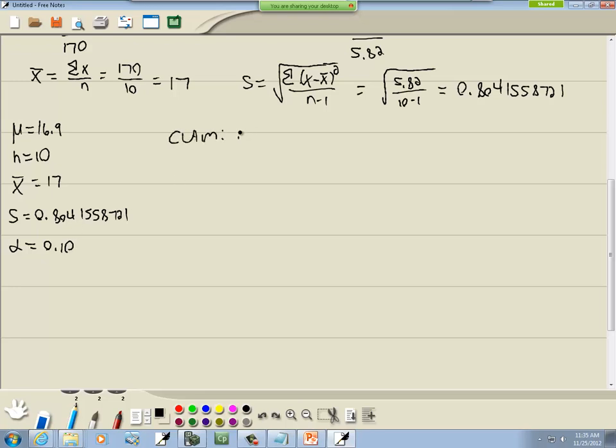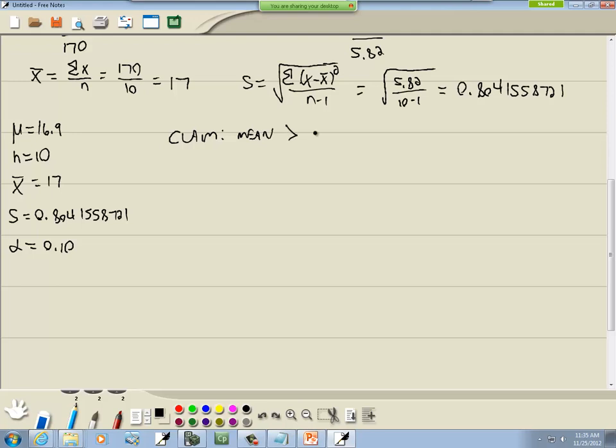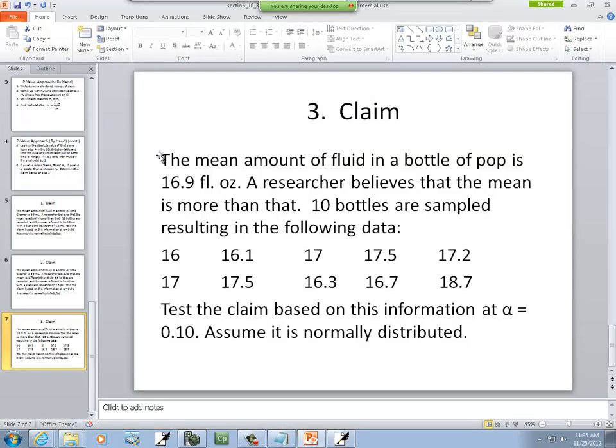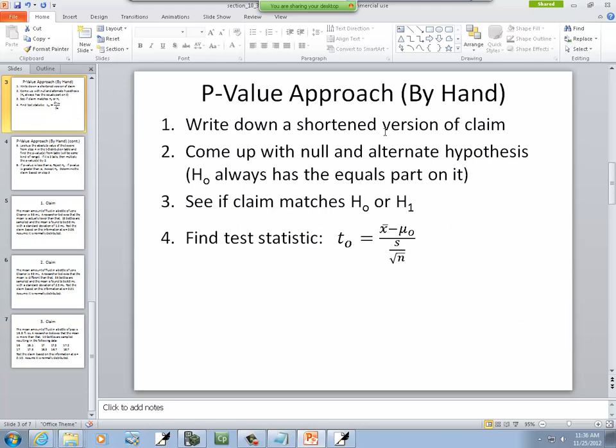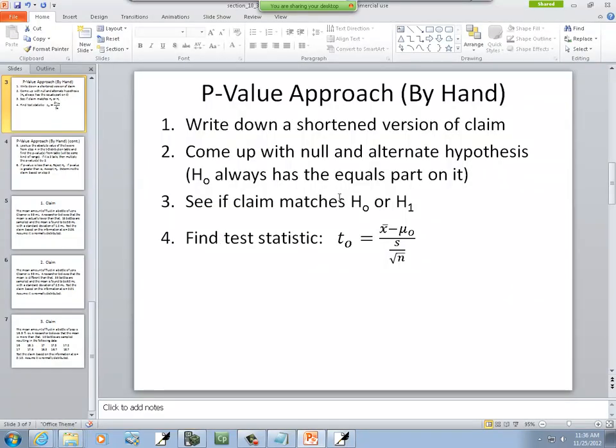Let's write down our claim then. The researcher believes the mean is more than that, so mu greater than 16.9. Okay, write down a shortened version of the claim. We did that. Come up with a null and alternate hypothesis. These would be mu's. Greater than has to go on H1, so that'd be greater than 16.9. If that's greater than, this is less than or equal to. This matches H1. That's step 3: see if the claim matches H0 or H1.